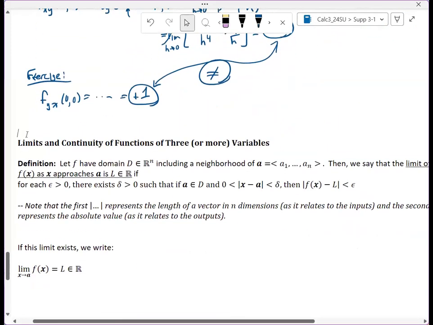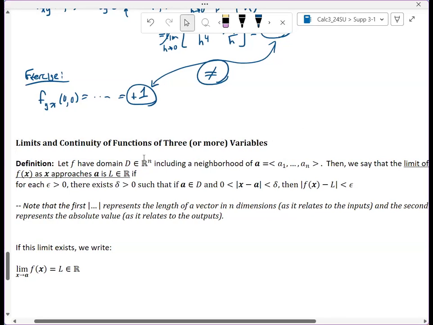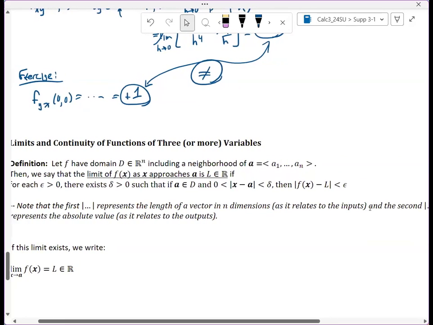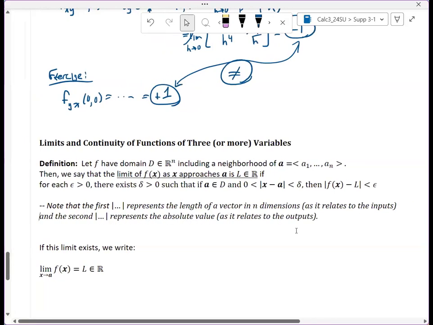Okay, so now let's talk about limits and continuity of functions of 3 or more variables. Can we generalize the ideas that we just discussed to 3 or more variables? My words are going off the screen a little bit here, so let me just fix that. Okay, so we have a new definition of a limit, but again, this should look very similar to the one we just introduced and the definition from Calc 1. This might even look more similar to the definition from Calc 1.